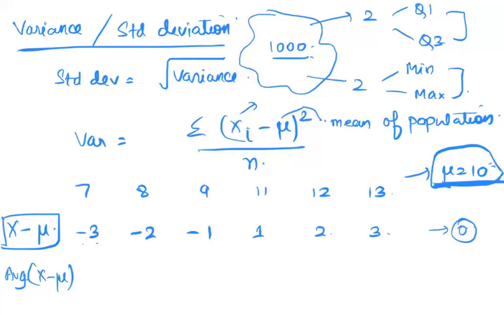Now, why did this happen? This happened because we are treating 7 and 13 differently, which we should not. Why should we not treat them differently? Because 7 is as away from 10, or as different from 10, as 13 is. It does not matter whether you are lesser than 10 or more than 10. You're different from 10. That's what we are trying to capture with dispersion. That's what we are trying to capture with spread. I don't care whether you're lesser than the central tendency measure or greater. What I care about is how different you are from the central tendency measure. Does that idea make sense?